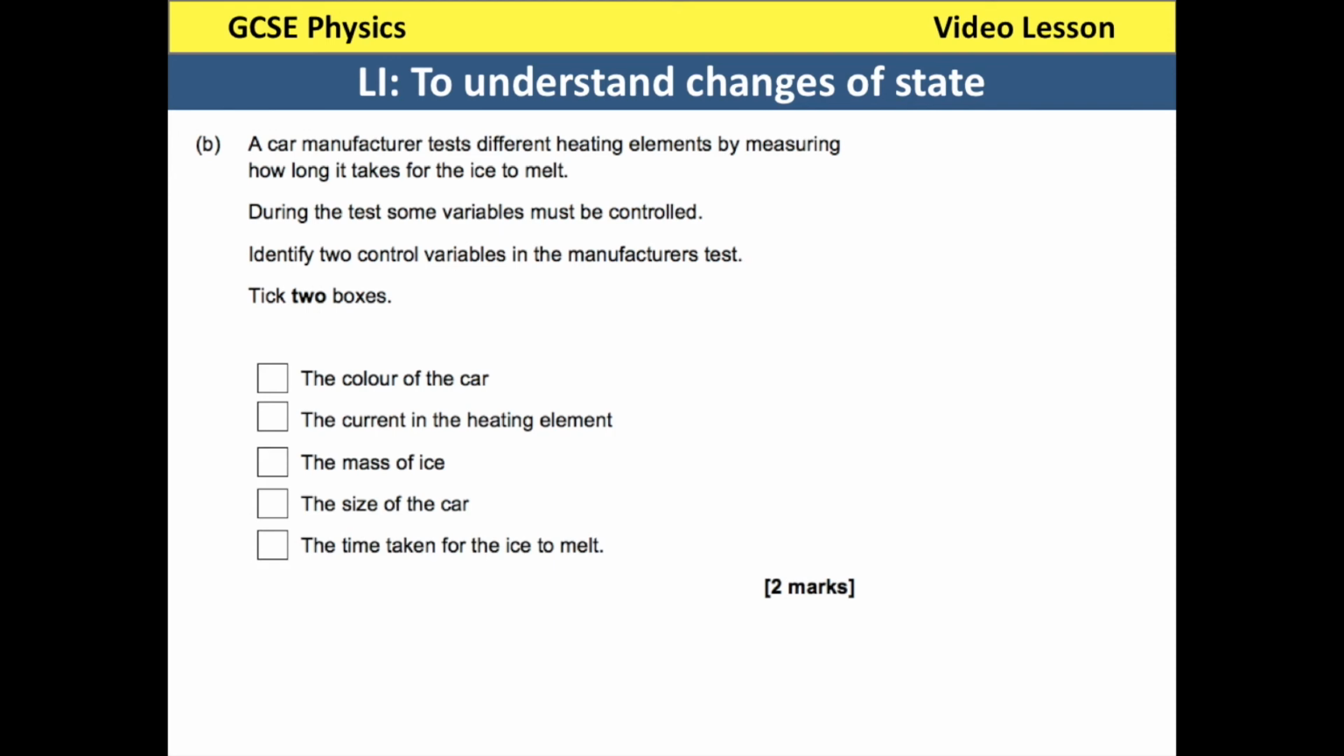So we've been told that they're testing different heating elements by measuring how long it takes for the ice to melt. So, because we can see the time taken for the ice to melt as an option, that can't be a control variable because that's what they are measuring. That is the dependent variable. So we can instantly rule out the time taken for the ice to melt. We can then consider the other ones.